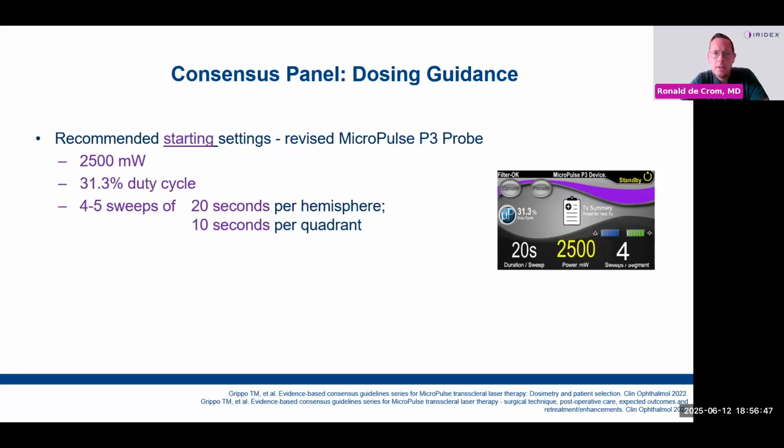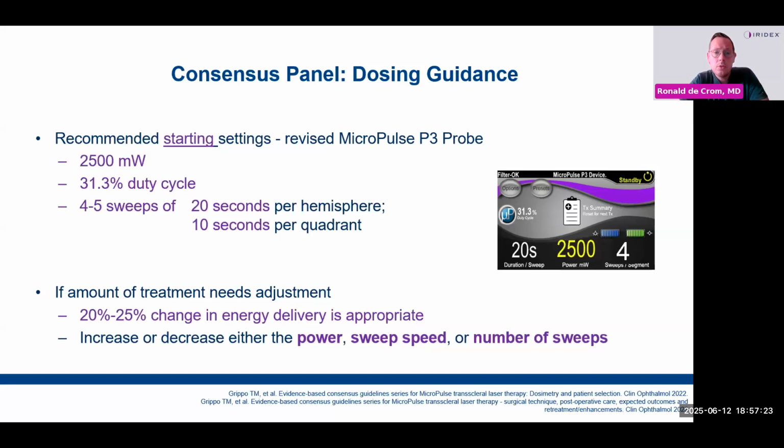Also in the guidelines, we recommend some starting settings. If you use the revised micropulse P3 probe and you want to deliver a primary treatment, the settings are 2500 milliwatts and a duty cycle of 31.3%. You can start with 4 to 5 sweeps of 20 seconds if you have a hemisphere approach, and 10 seconds per sweep movement if you use a quadrant approach. But you can adjust the treatment settings, and that's an important thing.